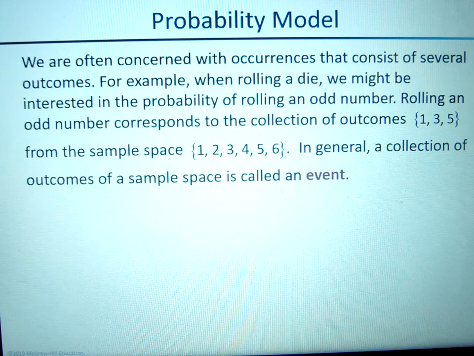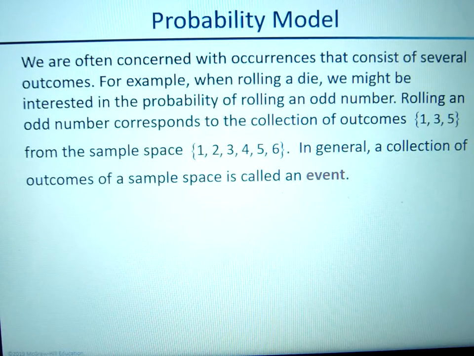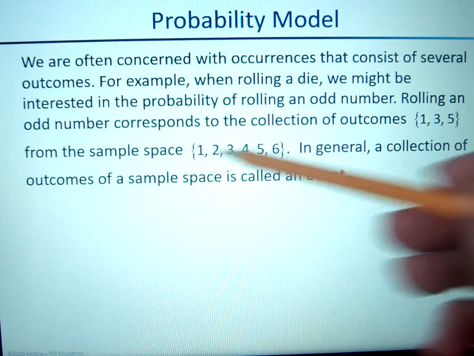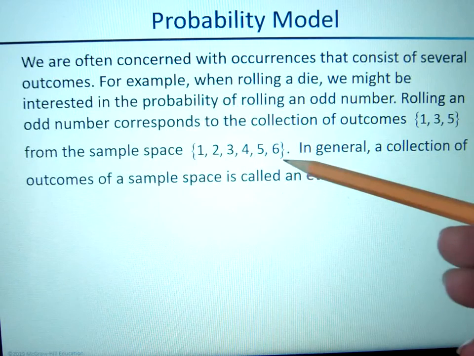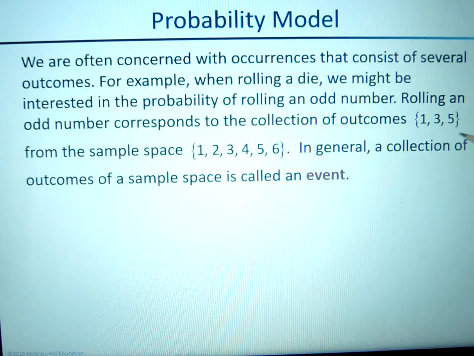Now, we're often concerned about occurrences that consist of several outcomes. For example, when rolling a die, we might be interested in rolling an odd number. Rolling an odd number would just correspond to 1, 3, or 5 from the sample space 1 through 6. In this case, when you're looking at a part of a sample space or looking at a certain outcome, we call this an event. So what is the event that the outcome would be odd?